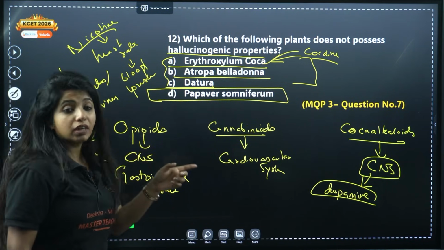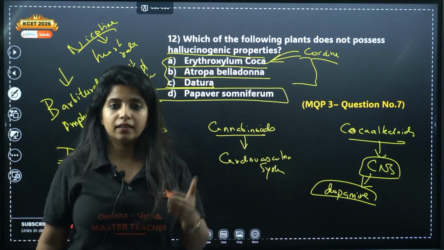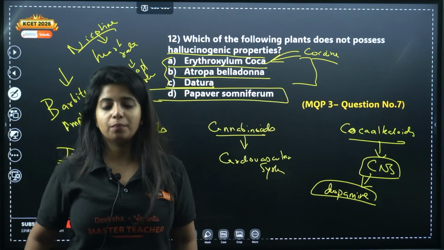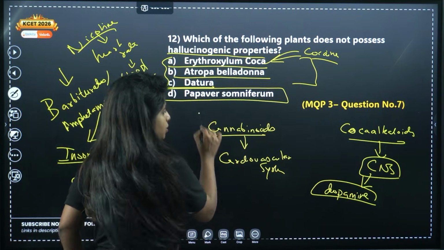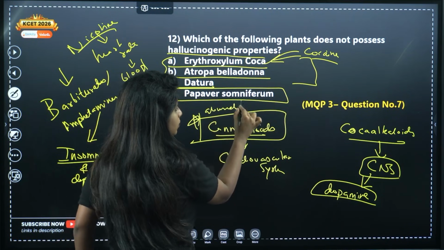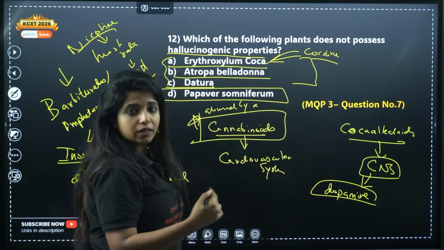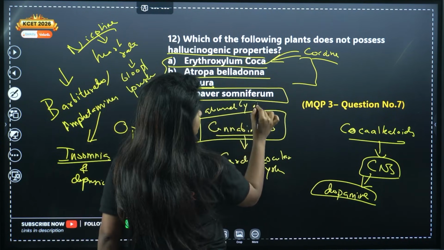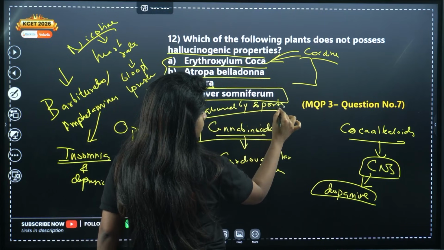Okay, now if you are given a question asking which drug is being abused by sports people, it is cannabinoids. Cannabinoids is the drug abused by sports people, as in they use it. Okay, they use it very much. Sports people.